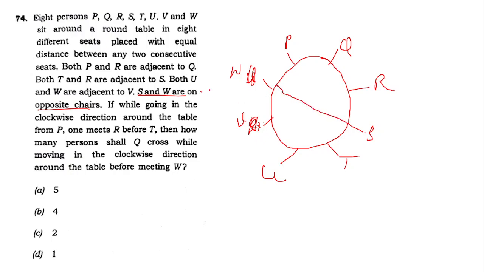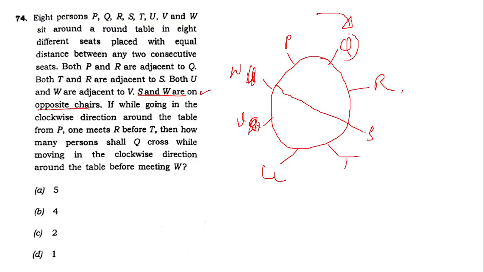So this is done. Now, while going clockwise, meaning the direction the clock turns, around the table from P, one meets R before T. Yes, of course, one meets R before T. So whatever we have placed is correct. The placement is right. Then how many persons shall Q cross while moving in the clockwise direction?